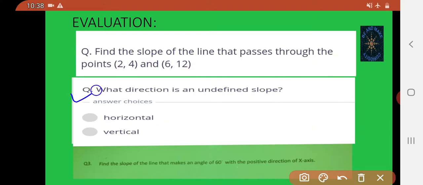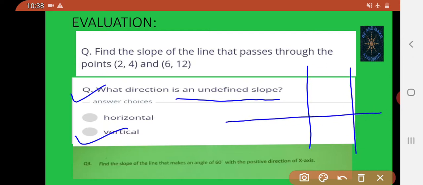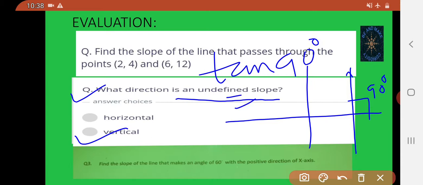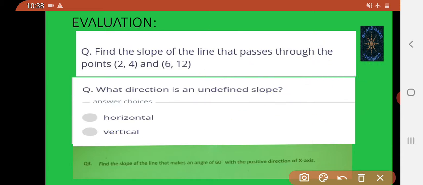Now come to this: what direction is an undefined slope? Obviously vertical. Yes, a vertical line. This is 90 degree, so tan 90 degree is undefined, so a vertical line.